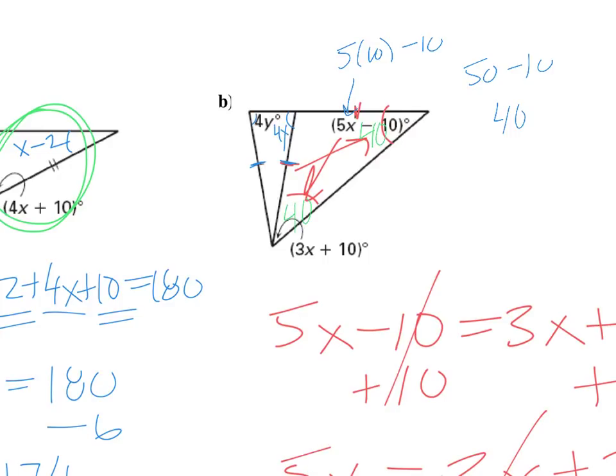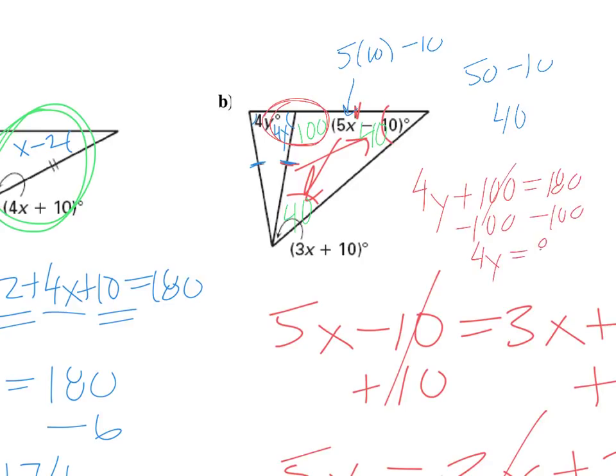They add up to 80, so that makes this right here 100 then, because they all have to add up to 180. And then I know that this is a linear pair here, so I could say 4y plus 100 equals 180. So I subtract 100, and I get 4y is equal to 80. Divide by 4, and y is equal to 20. Done. All right, that's all there is to it.